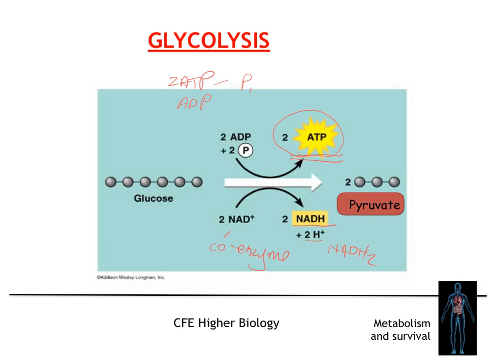So by the end of this stage, we've got hydrogen and our high energy electrons, we've got our pyruvate, and we've got our 2 ATP molecules formed in glycolysis. Now, if there's oxygen present, then pyruvate gets passed to the citric acid cycle. We'll talk in another video about what happens if there's no oxygen present, but at the moment we're going to talk about aerobic respiration and oxygen being present.